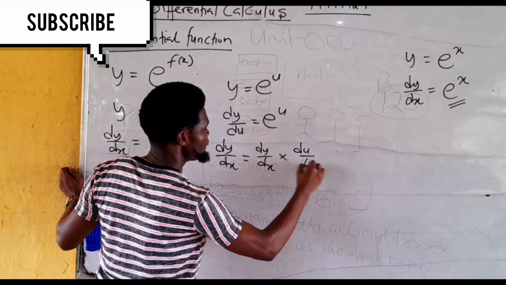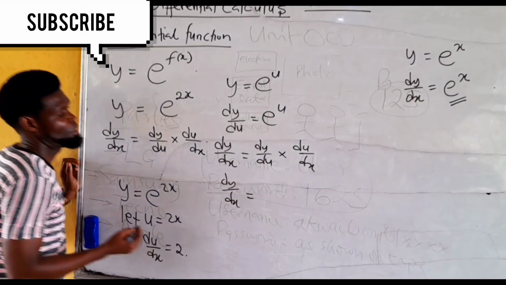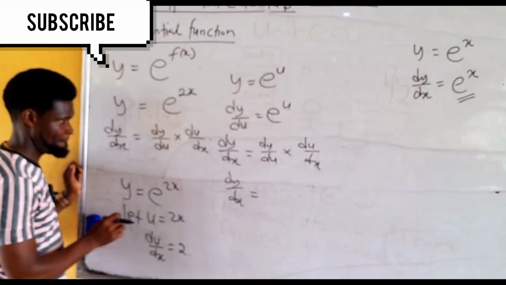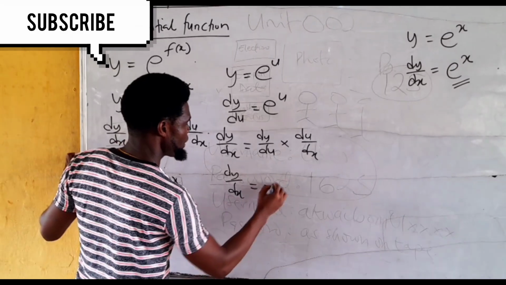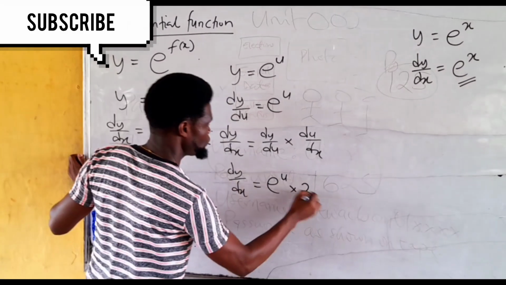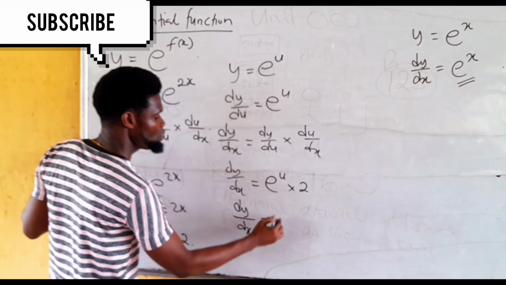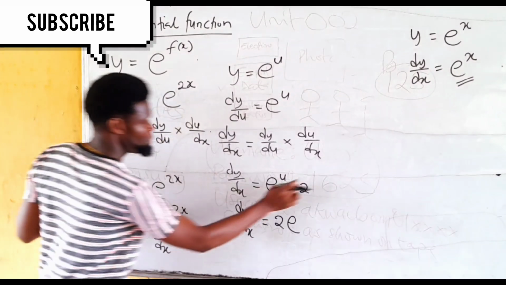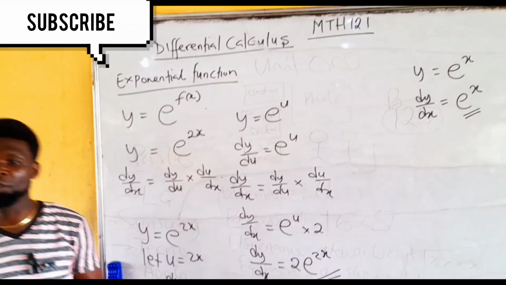So dy over dx is dy over du times what? du over dx. So what is dy over du? Exponential u. You put it there, exponential u, times what is du over dx? 2. So it therefore means that dy over dx is equal to 2 times exponential u. What is u? 2x. You put it back, 2x. That is how to differentiate an exponential function.